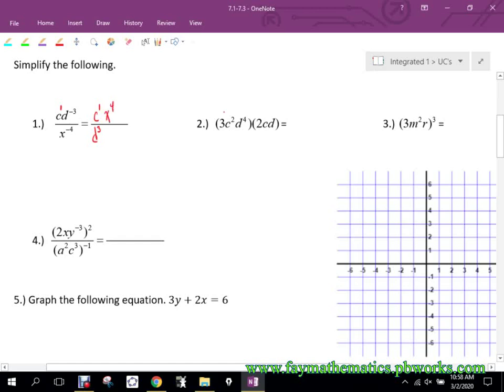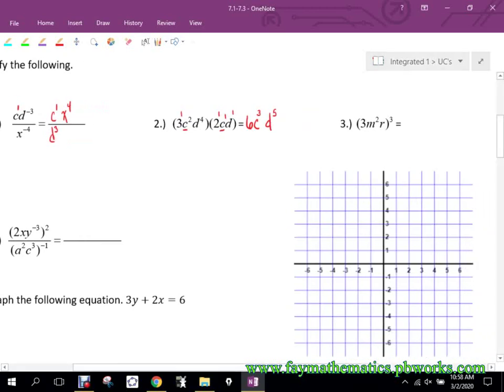This one, remember, all we're doing is multiplying all of these things together. So 3 times 2, those are like terms, so we make 6. But now c squared and c to the first, when we multiply like bases, we add the exponents. So it's going to be c to the 2 plus 1, which is 3. And the same thing for d to the fourth times d. Those are like bases. So then we're going to add those exponents. 4 plus 1 is 5.